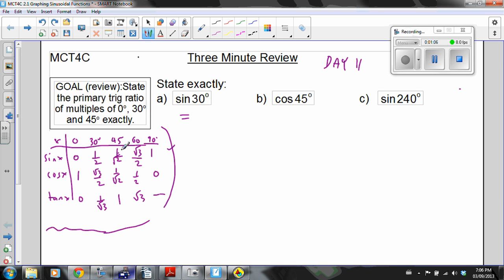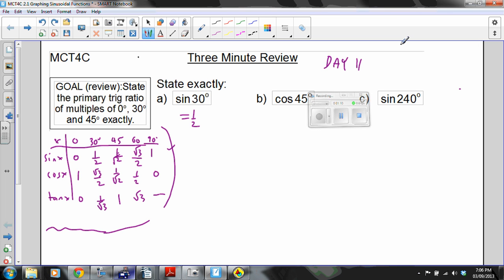Sine of 30 is a half. Cos of 45 is 1 over the square root of 2. And then when we have one that's not on our chart, we'll draw a little diagram, but it shouldn't be too bad. 240, where is it?